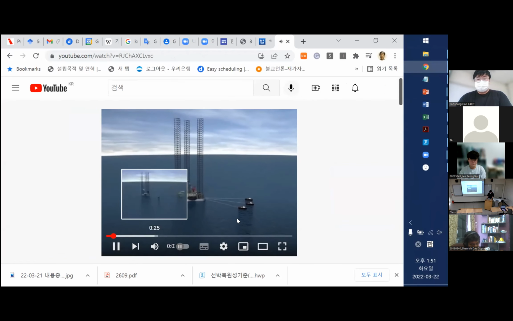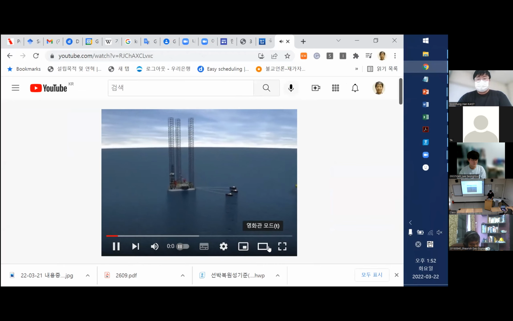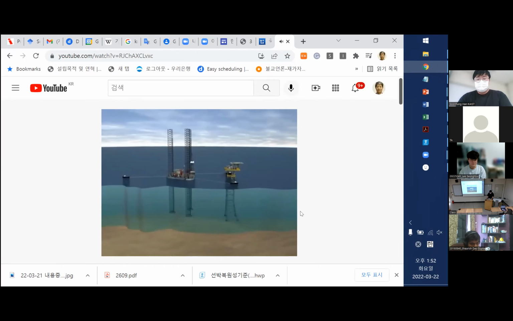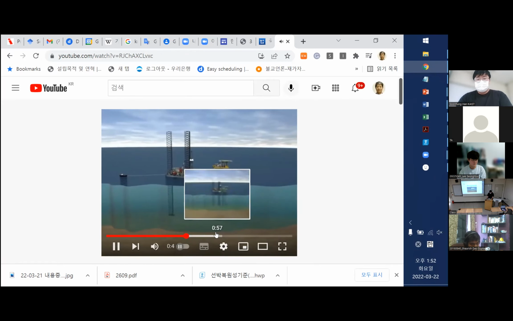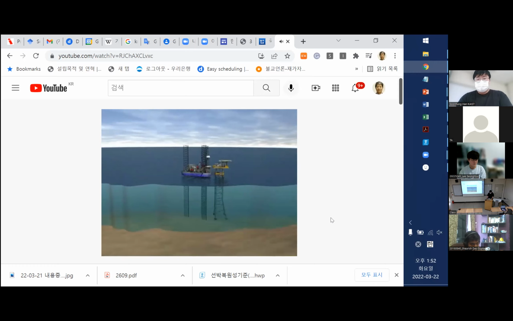This is connect the leg with the ground and loop with the leg with the ground.